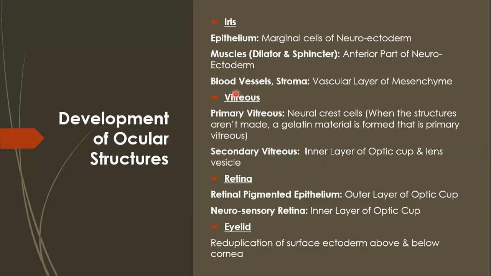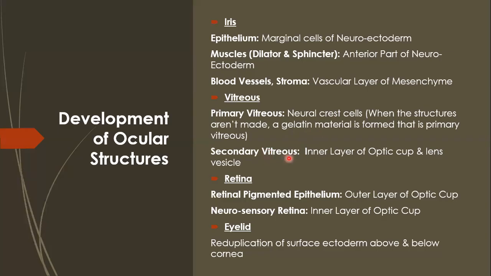And vitreous: we have two types of vitreous. When the eye is not completely made, the development is not done, we have a primary vitreous, and when it's done we have the secondary vitreous. The primary vitreous is made from the neural crest cells. So when the structures aren't made completely, a gelatin material is formed that protects all the structures from any damage or harm. That gelatin material is the primary vitreous.